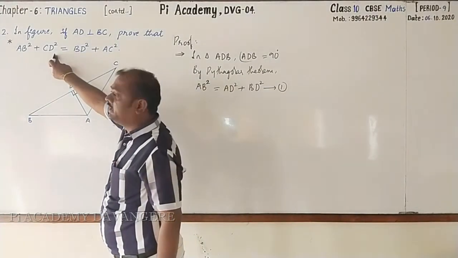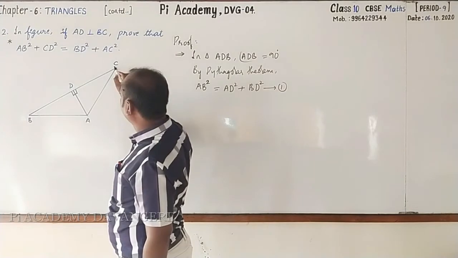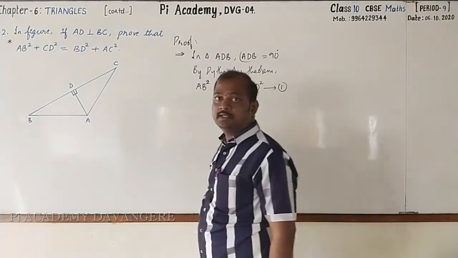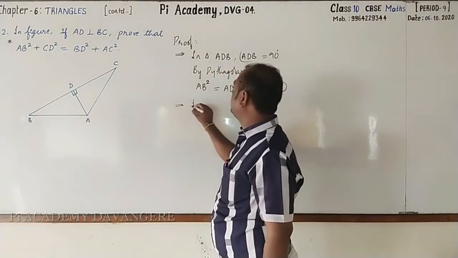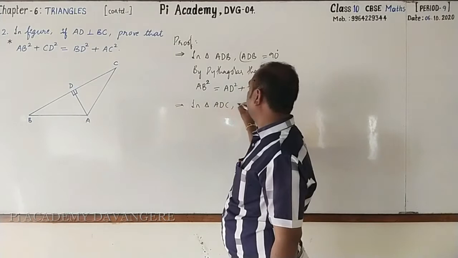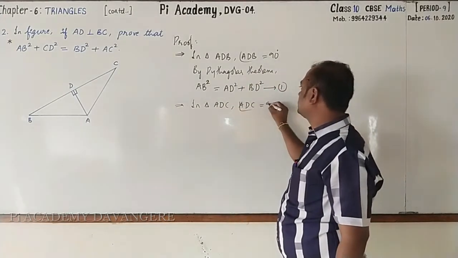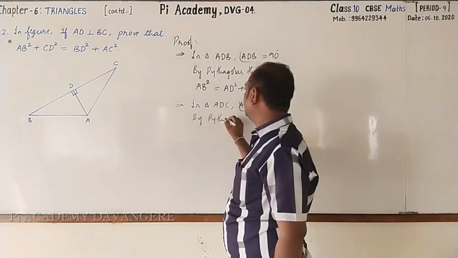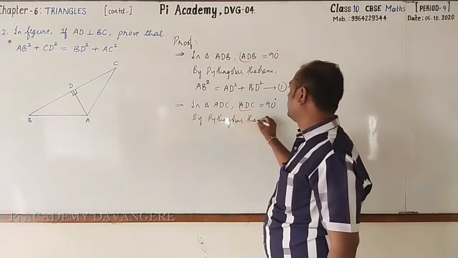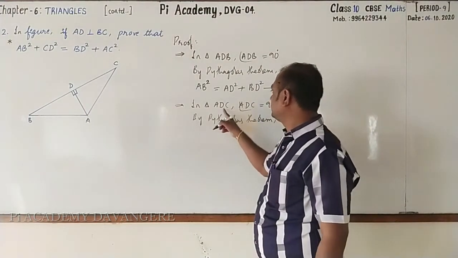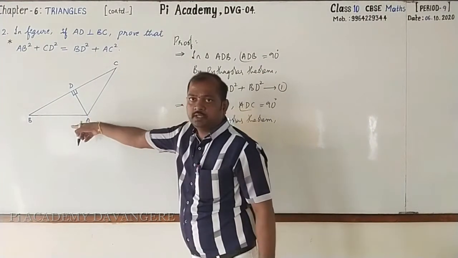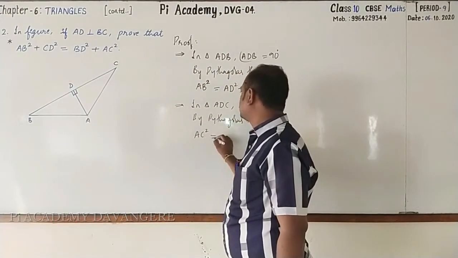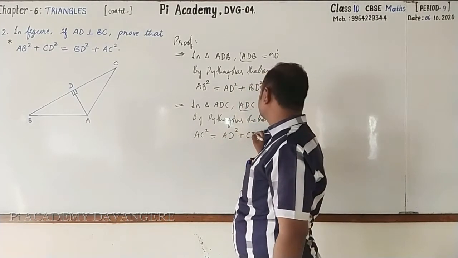Next, we want CD square. Therefore, I go for taking another right triangle, which is ADC. Here, in triangle ADC, angle ADC is 90 degree. Again use Pythagoras theorem. By Pythagoras theorem, how do you go for writing? It is AC square equal to AD square plus CD square.